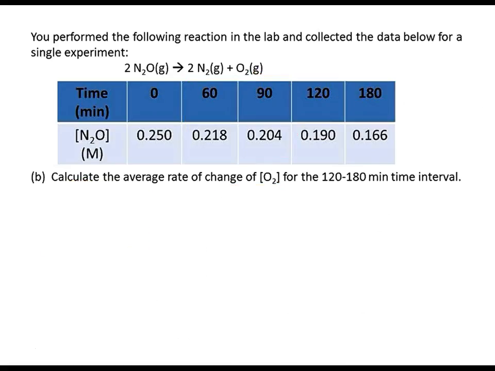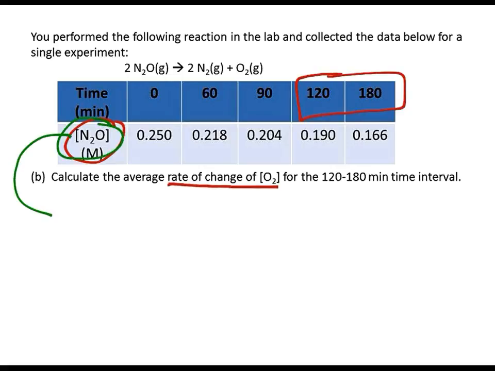So we're going to move on to part B. Calculate the average rate of change of oxygen for the 120 to 180 minute time interval. Now, this one's a little different. This is a related rates problem because it's asking for rate of change of oxygen, but you're not given data for oxygen, you're given data for N2O. So the first thing you have to do is calculate the change in concentration of N2O and then relate it back to the change in concentration for oxygen.